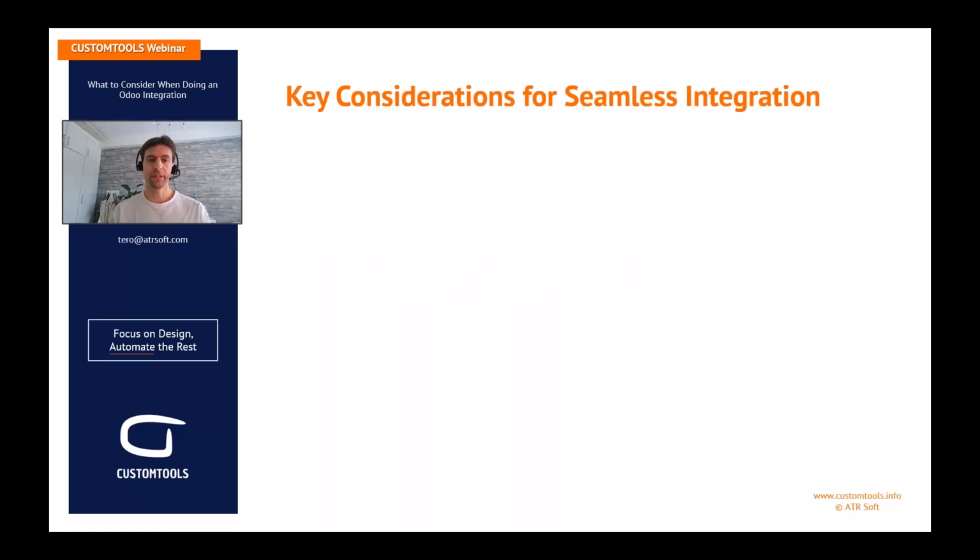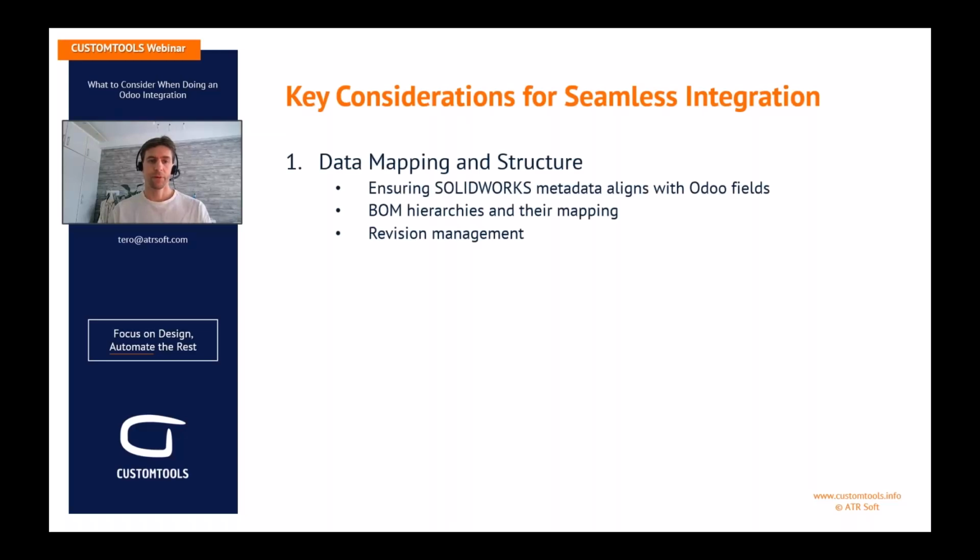Let's go through some key considerations for seamless integration. Firstly, data mapping is the process of defining how data fields in one system correspond to fields in another system. It ensures that data is correctly transferred, stored, and utilized across integrated platforms.